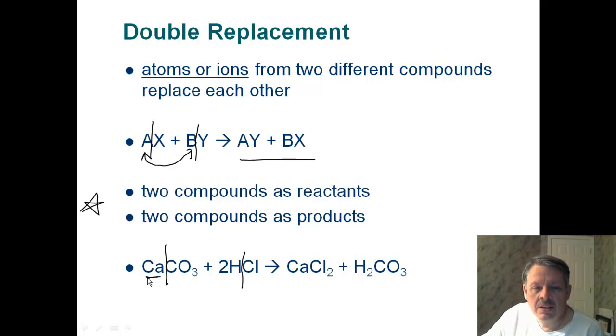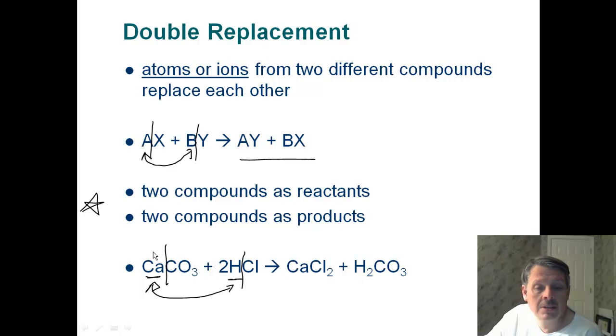Let's look at an example. Here we have calcium and hydrogen. Calcium is bonded to carbonate, and hydrogen is bonded to chlorine, but they're going to swap partners. The calcium is going to come and bond with the chlorine, and the hydrogen is going to come back here and bond with carbonate.